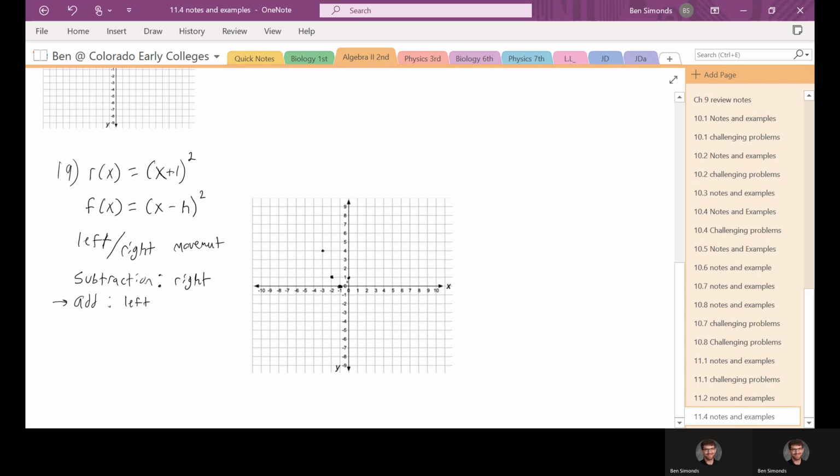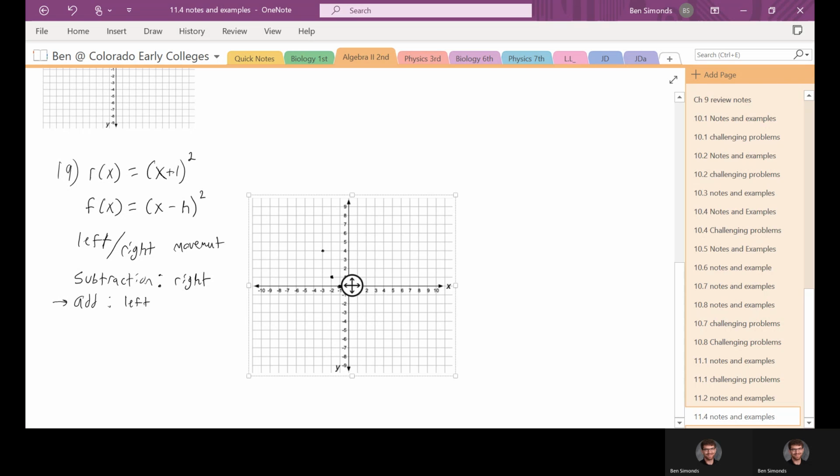Right? And let's double check that. Is f of x, or in this case r of x, equal to 1 when x is 0? Let's double check. Well, when x is 0, then we get 0 plus 1 squared, which is 1. So yes, indeed. Now we have graphical evidence that we're correct. So when you've got addition, you go left. When you've got subtraction, you move right.